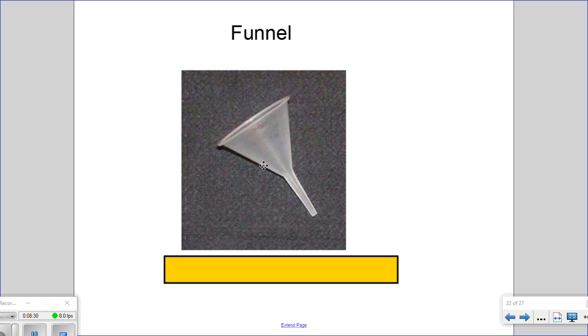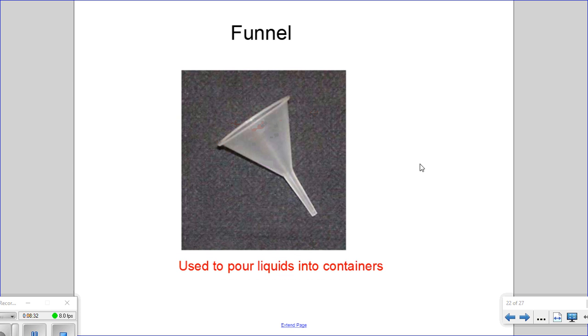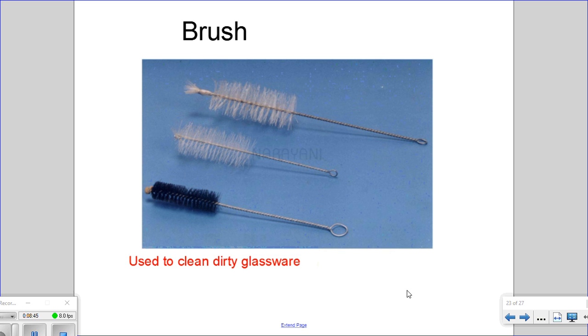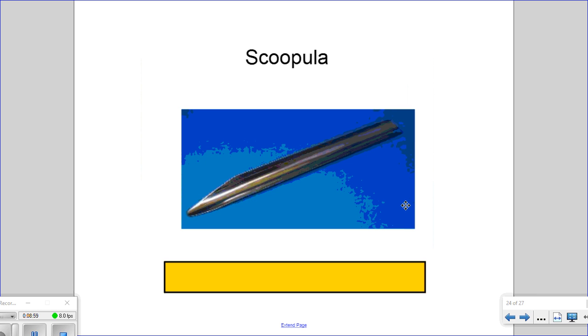Next up is a funnel, and a funnel is used to pour liquids into containers and minimize spills. Next we have brushes, and these have varying sizes to them, and these are used to clean dirty glassware. So once in a while, glassware like beakers and Erlenmeyer flasks and test tubes need a scrubbing, and these special brushes help with that.